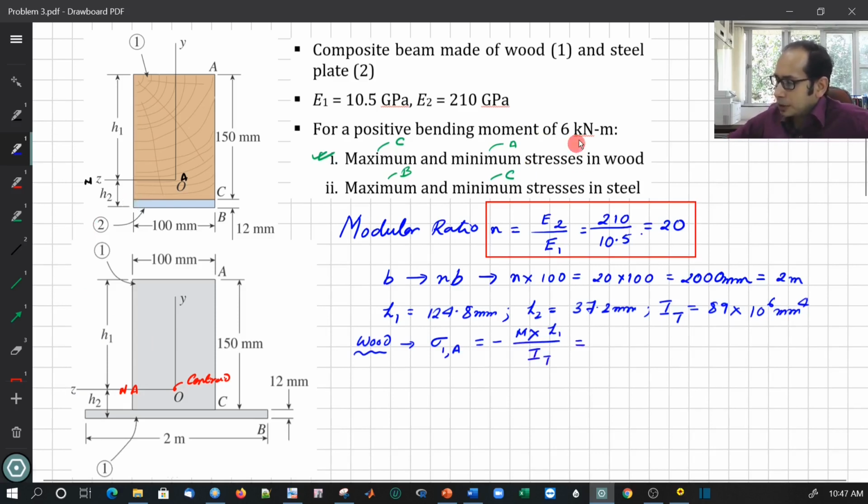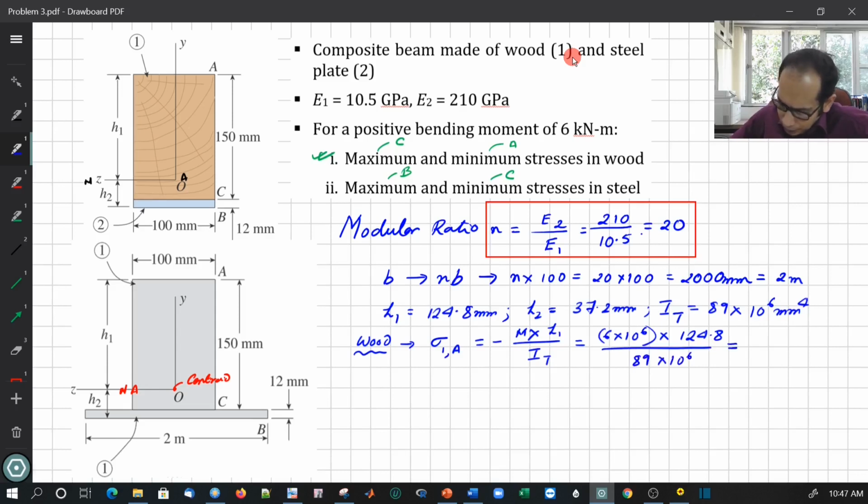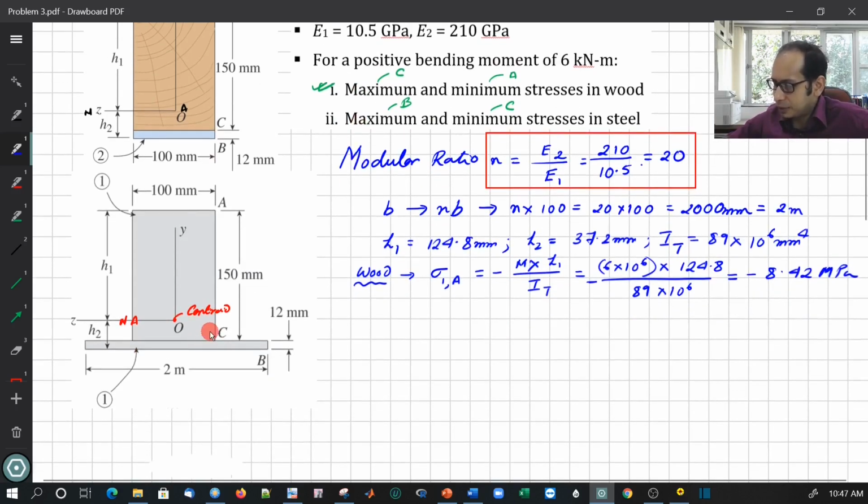Your moment is given as 6 kilonewton meters over here, so it is going to be 6 into 10 raised to 6 times h1, I've calculated, it is 124.8, divided by the I of the transformed section, that is 89 into 10 raised to 6. So the number that it will give you is, sorry, I forgot the negative sign, it will be minus 8.42 MPa, right? Similarly, this is the minimum stress that you have over here, and the maximum stress is going to happen at this interface C over here.